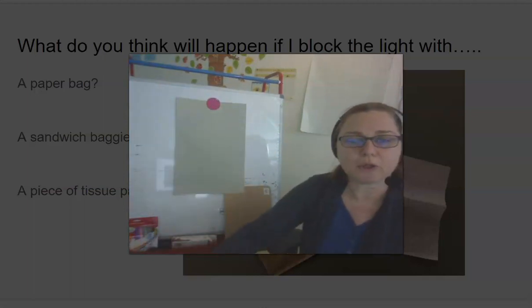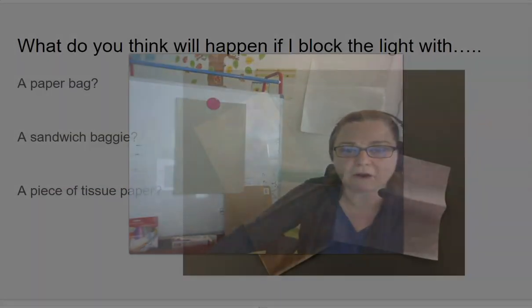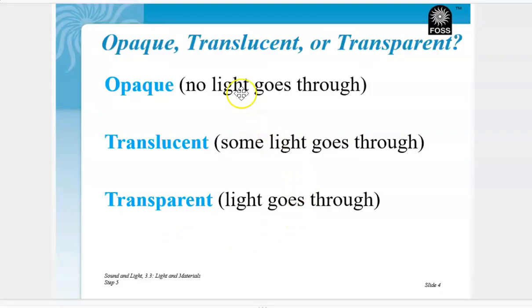So, the words that we're learning are opaque, translucent, and transparent. So, when we have something that is opaque, no light goes through it. That was like the paper bag. When something is translucent, try that word, translucent. When something is translucent, some light goes through it. That was like the tissue. Some light went through it.